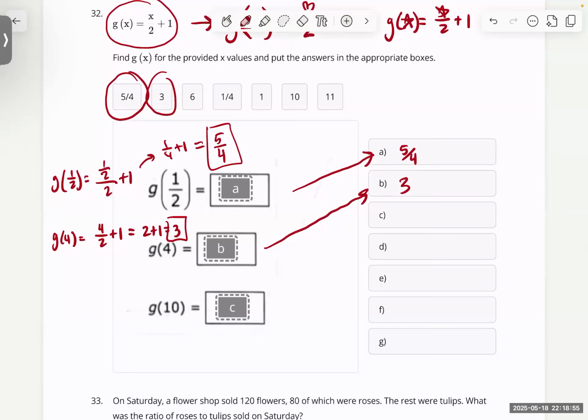g of 10. g of 10 is equal to, again, we're using this function, 10 over 2, because we're replacing x with 10, plus 1. So 10 over 2 is 5 plus 1, which is 6. And there you go. That's it.